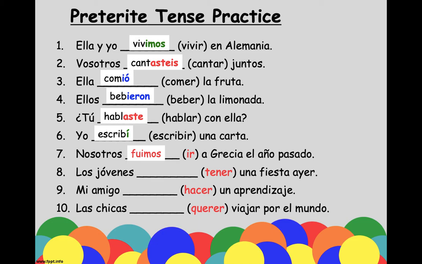Number 8, los jóvenes tuvieron una fiesta ayer. So from the verb tener, to have, again an irregular one. Tuvieron, they had a party yesterday. Question 9. Mi amigo hizo un aprendizaje. So again, hacer is an irregular verb. My friend did an apprenticeship. And number 10, las chicas quisieron viajar por el mundo. The girls wanted to travel all over the world.